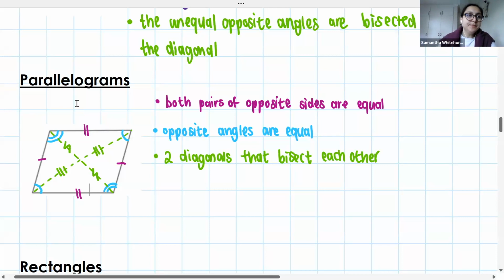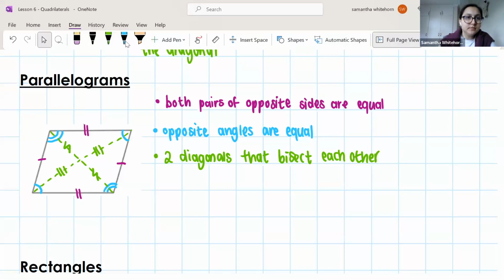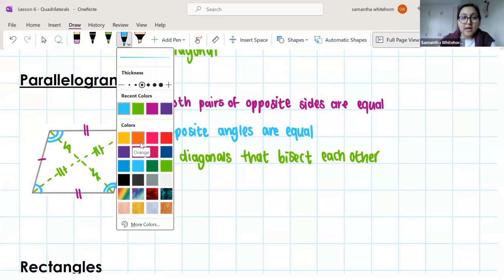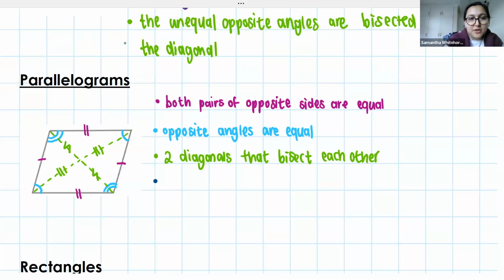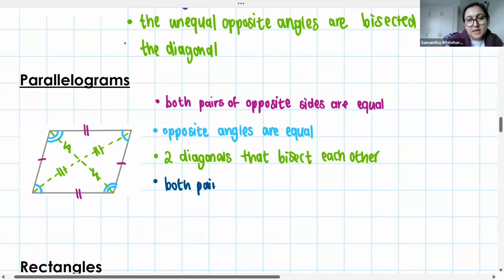Another one? Both pairs of opposite sides are equal. Okay, cool. So we've got that in our first pink. Both pairs of opposite sides are parallel. Yeah, there we go. Nice. Right, so guys, it's a parallelogram. I thought that was actually going to be the first one. Both pairs of opposite sides are parallel.